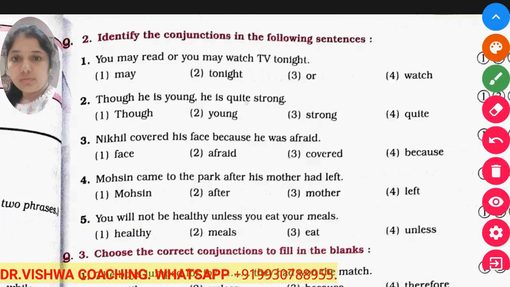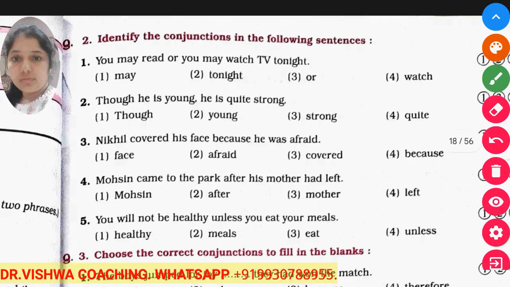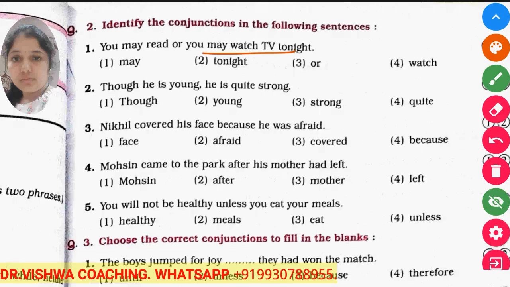Identify the conjunction in the following sentences. You may read or you may watch TV tonight. Now the clear one is or here because it joins the two sentences. So or is the conjunction here. Though he is young, he is quite strong. The options are though, young, strong, quite. So here the correct conjunction is though, because he is young is one sentence, he is quite strong is another sentence, and though is the word which connects the two sentences.